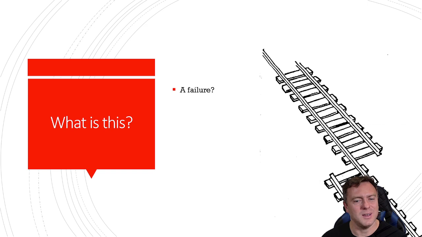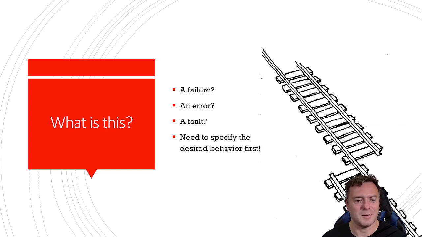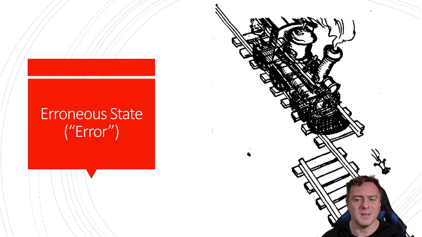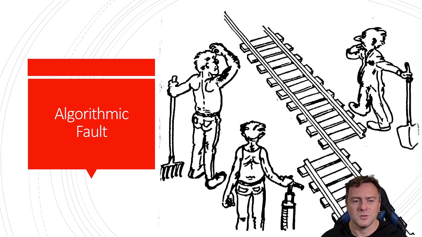The things that you need to think about: is it a failure? Is it totally broken and wrong, so you need to just wipe it away and say, nah, can't do it? Is it an error? Is it a fault? Or do you need to specify the desired behavior that you're trying to get it to do first? Is that what has to happen? So it is an error in this erroneous state. If you just had the train going across as fast as you can, it's probably not going to work out in its favor.